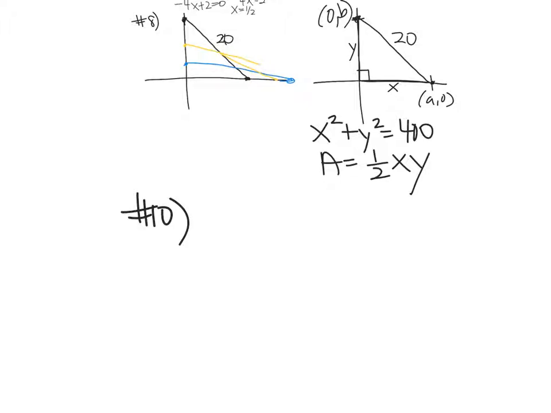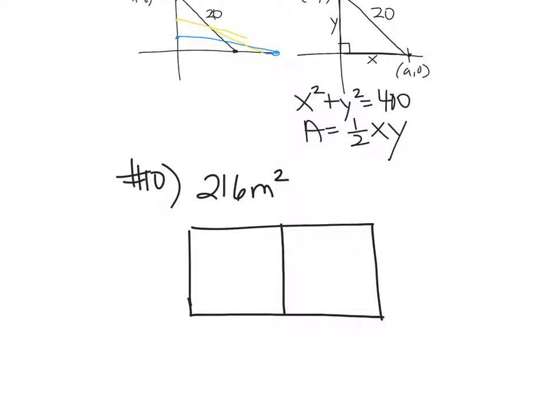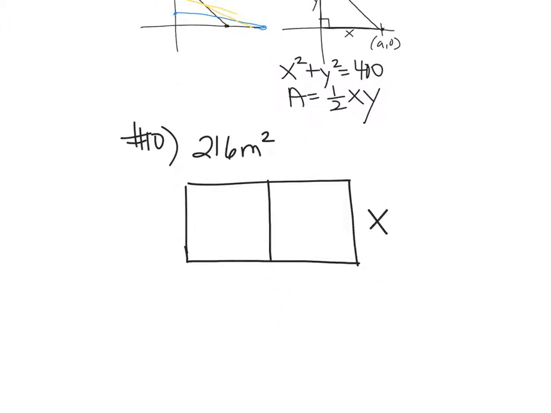The shortest fence. It says here, a 216 square meter rectangular pea patch is to be enclosed by a fence and then divided into 2 equal parts by another fence parallel to one of the sides. What dimensions for the outer rectangle will require the smallest total length of fence, and how much fence is needed? We're going to call this X, and we're going to call this entire side Y. That means this is X, and then this is Y over here.